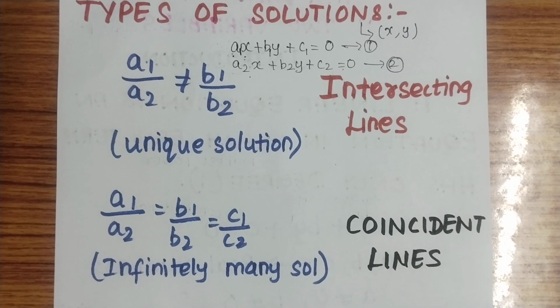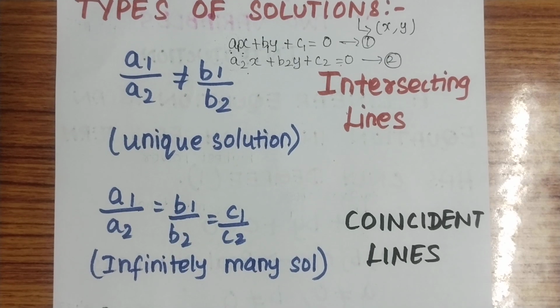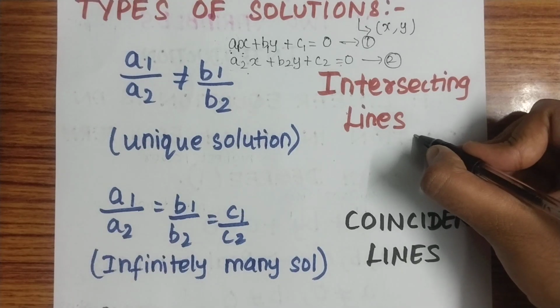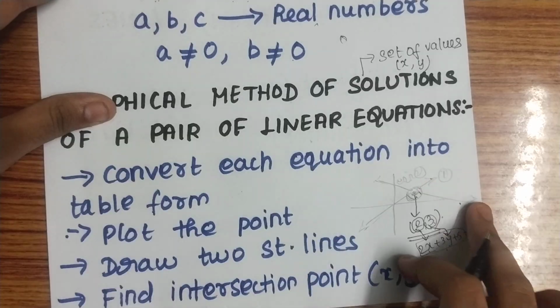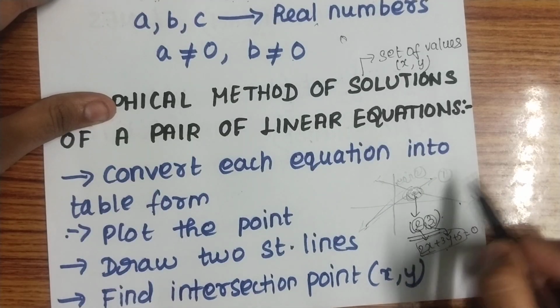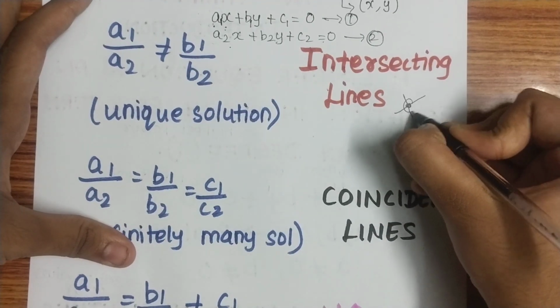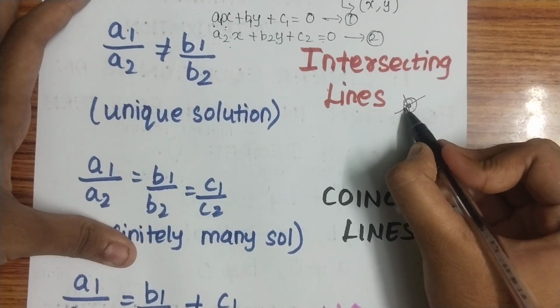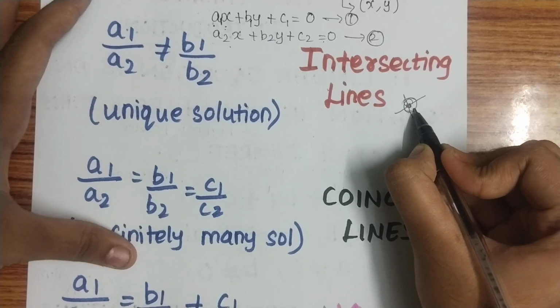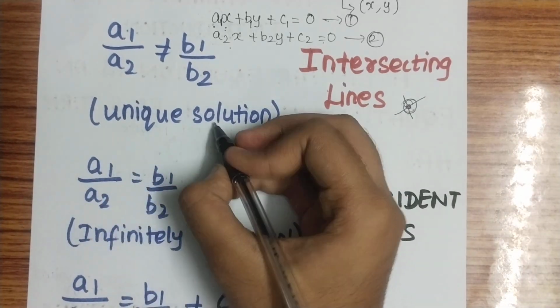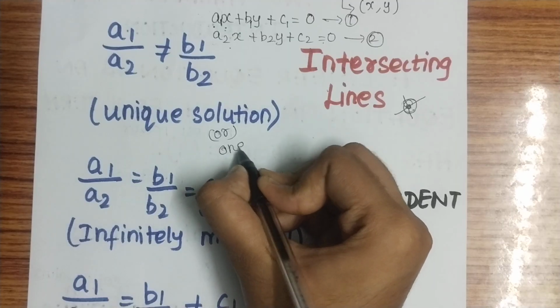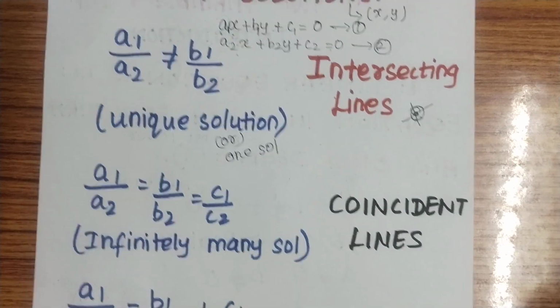Based on the solution we can classify the lines. Through the graph we can analyze what kind of solution we are getting. Say, for example, if my two lines intersect, meet at a point, this is called intersection. Here there is only one point, so I have only one solution. So I can write unique solution or one solution.